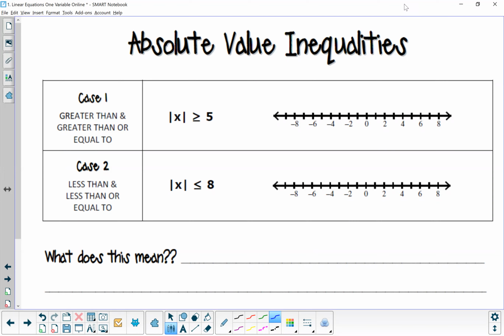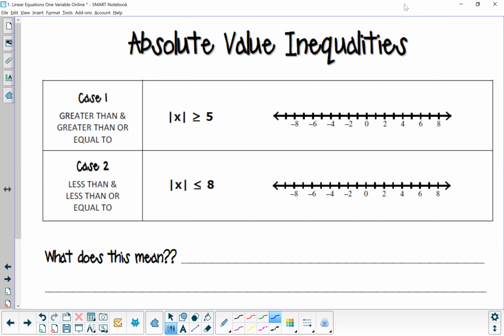So we're going to take a look at solving absolute value inequalities. And there are two basic examples and then some special cases that we'll also look at, but two basic examples. So we have here the absolute value of x is greater than or equal to 5.